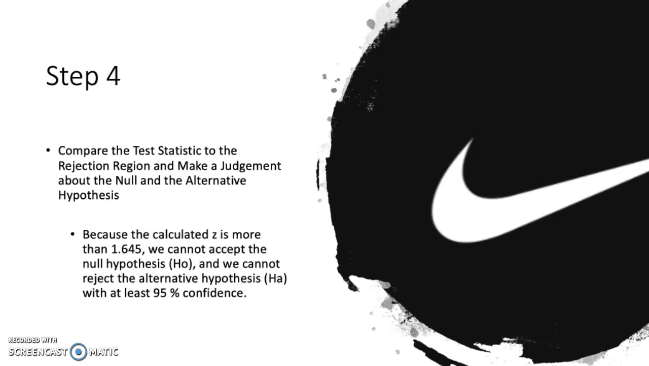This leads into step 4, comparing the test statistic to the rejection region and making a judgment about the null and alternative hypotheses. Because the calculated z-score is more than 1.645, we reject the null hypothesis, H0, which is that the mean equals 45 hours, and we accept the alternative hypothesis, HA, which is greater than 45 hours, with at least 95% confidence, which is a fairly large level of confidence.